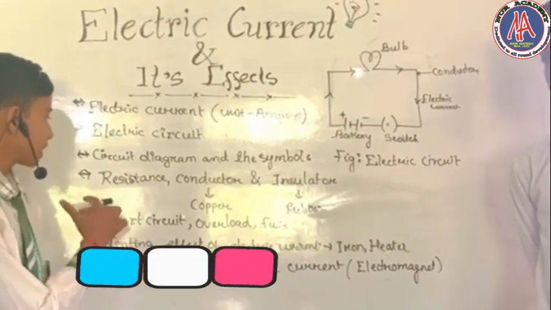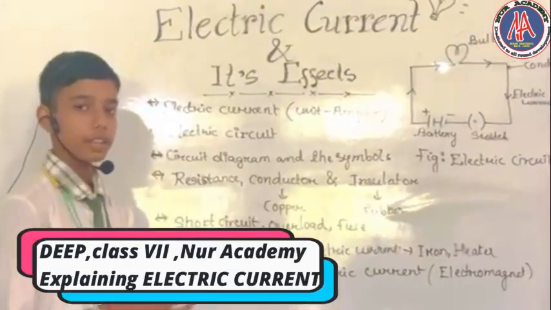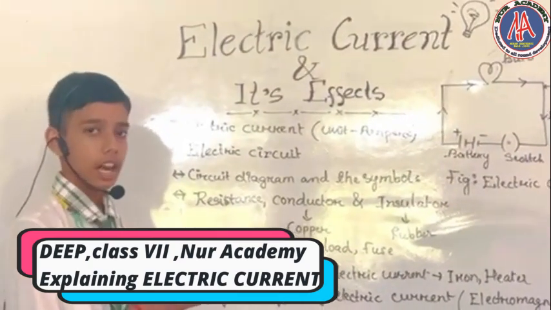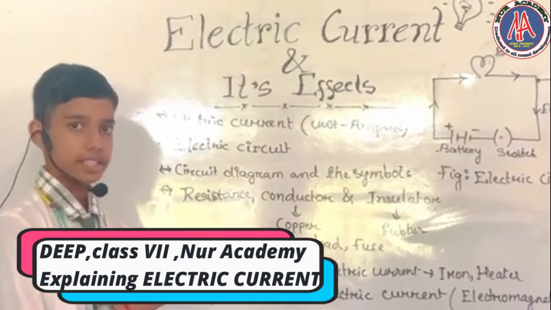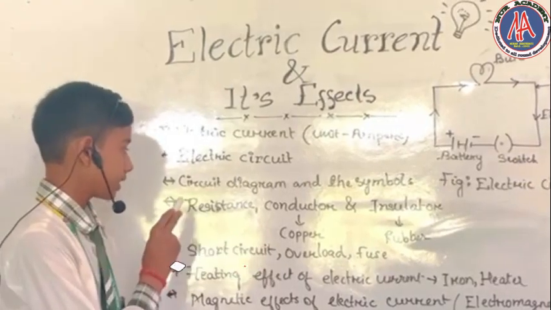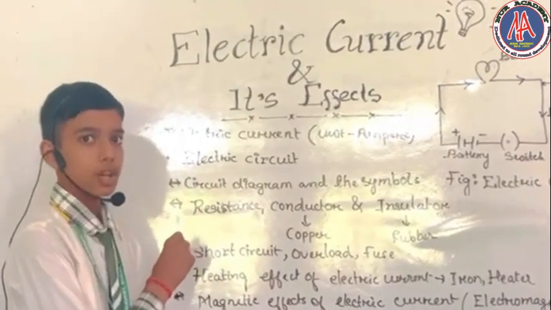Today I am going to explain what is resistance. So, what is resistance? The hindrance to the movement of electrons is called resistance. And the unit of resistance is ohm.